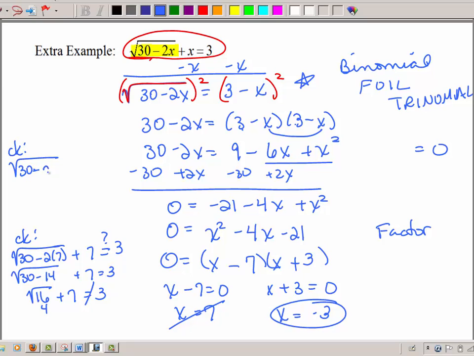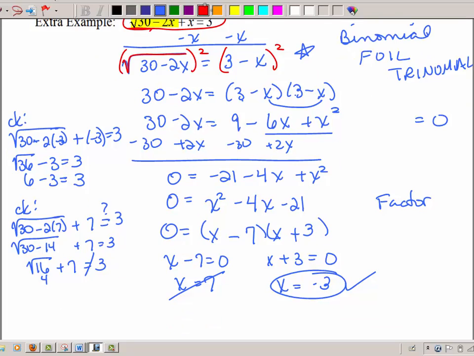So let's check negative 3. We have the square root of 30 minus 2 times a negative 3, plus a negative 3. Does that equal 3? Well, remember a negative and a negative, that's going to be plus, so that's 30 plus 6. The square root of 36 is 6, minus 3. Yes, that equals 3. So negative 3 is the answer, and the 7 is extraneous. So just be careful when you have that binomial, FOIL it out, and you always are going to get that trinomial.